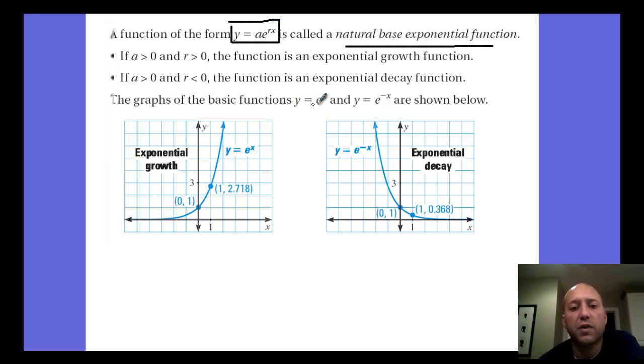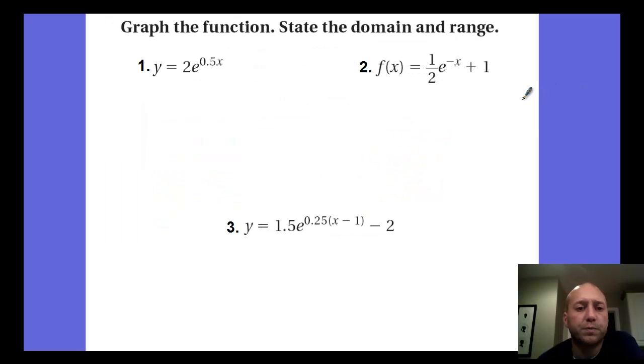So the graphs of the basic functions y equals e to the x and y equals e to the negative x are shown below. You can see how y equals e to the x is a growth and y equals e to the negative x is a decay. And these functions we'll look at more in the future, writing equations of these as well.